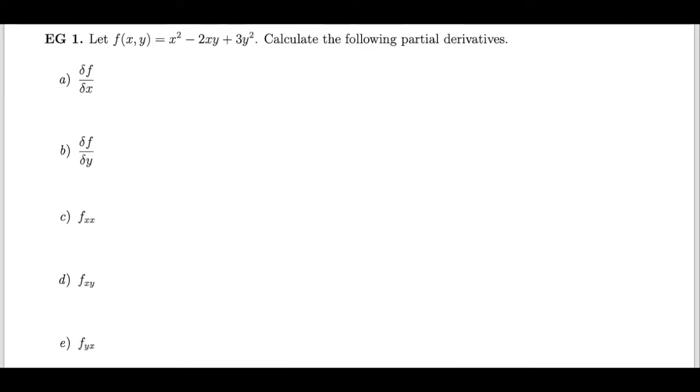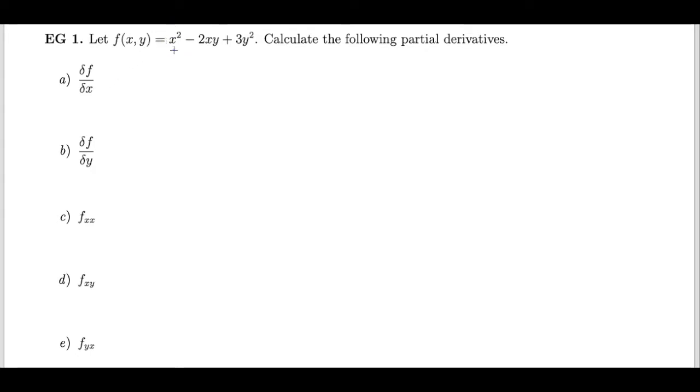For example number 1, we're provided with a multivariable function f of xy equals x squared minus 2xy plus 3y squared. We're asked to calculate several partial derivatives. First derivative we're asked to calculate is a derivative of f with respect to x. According to the idea that we highlighted a second ago, when we calculate this derivative, we will use the standard differentiation rules on the x terms.